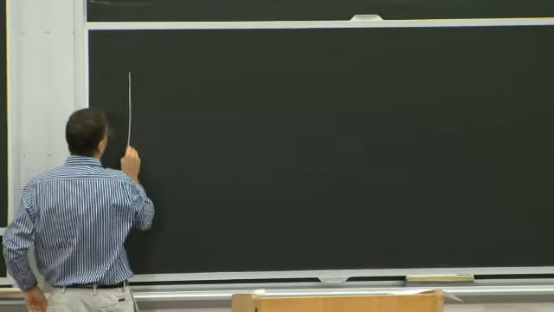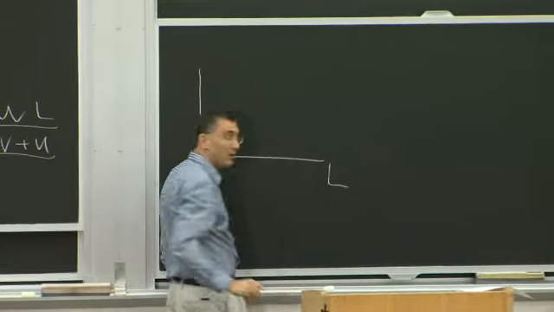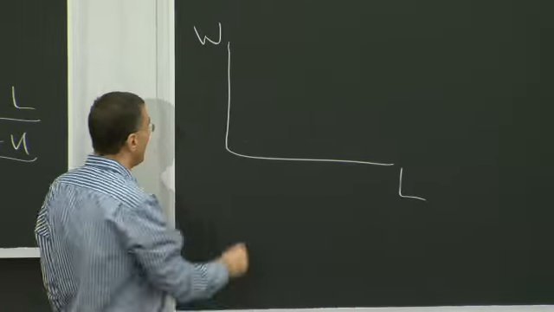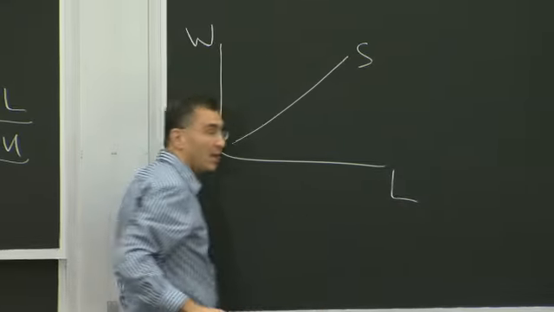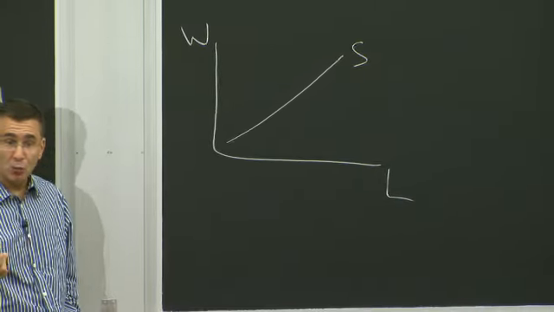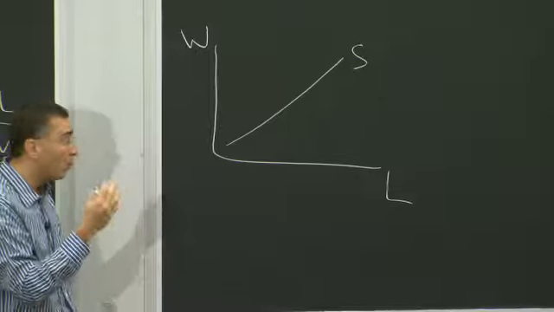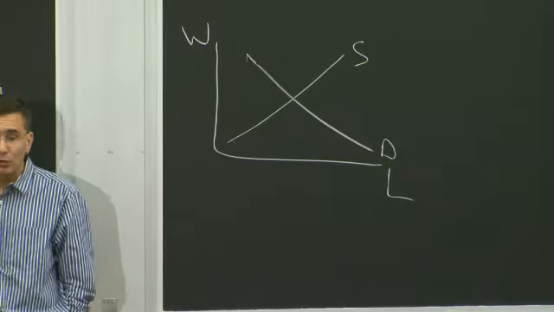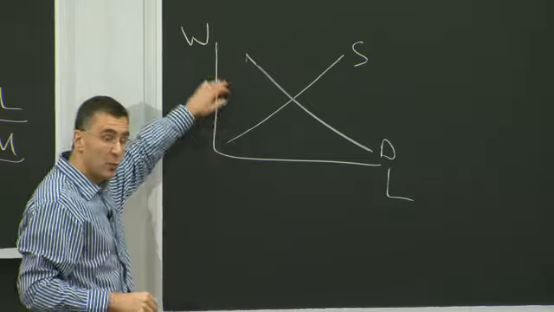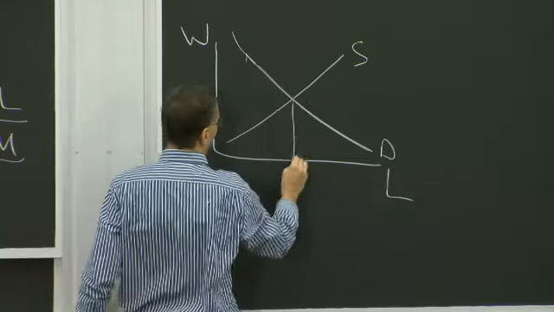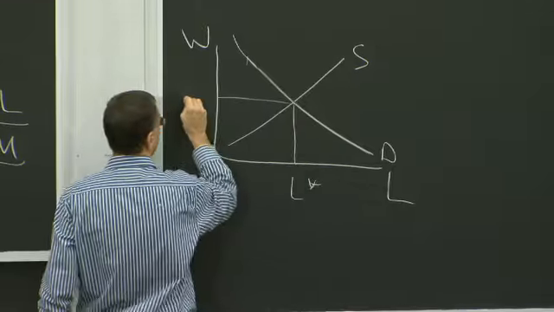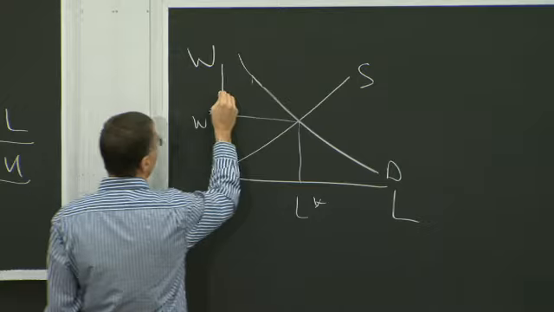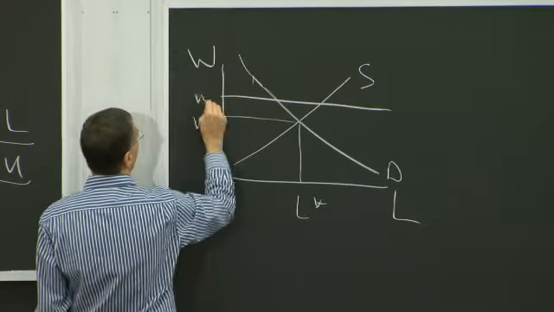Okay? You remember our market for labor. You had the amount of labor on the x-axis, the wage on the y-axis, and you had some supply of labor. That comes from workers deciding to work. As the wage goes up, they want to work more. You've got demand for labor. That comes from firms demanding workers. As the wage goes up, they want fewer workers. And you have some initial equilibrium, L star, W star. When the government came in with its minimum wage, the government said, we're going to impose a minimum wage of W bar, W super bar.